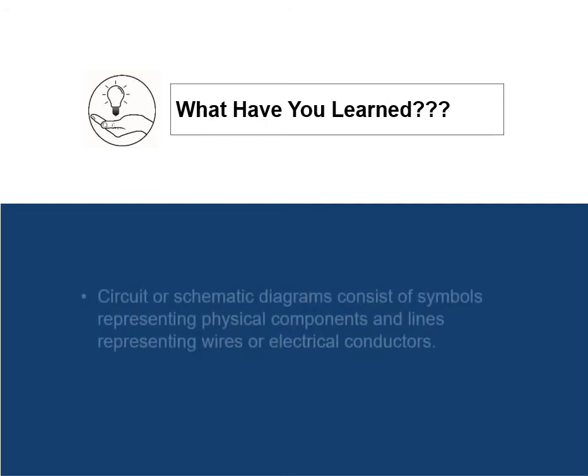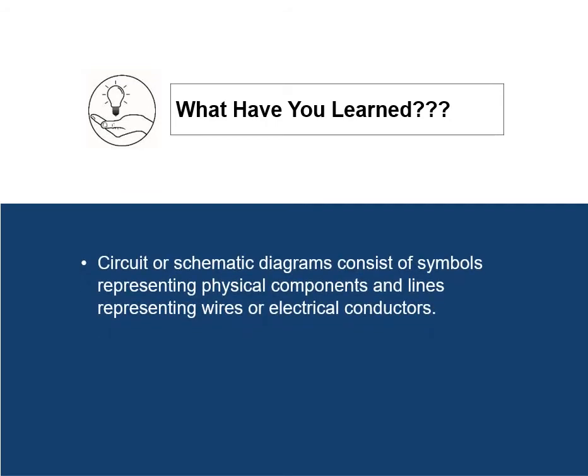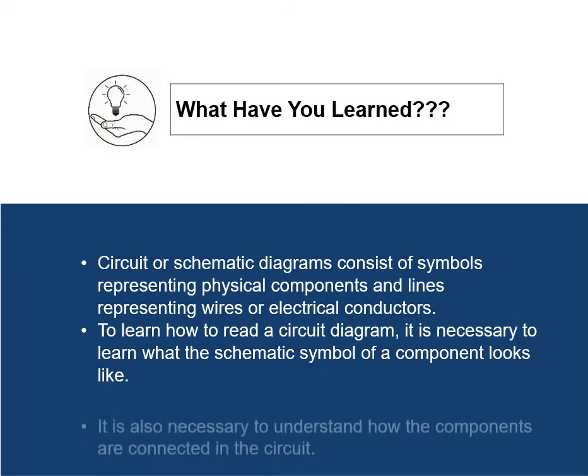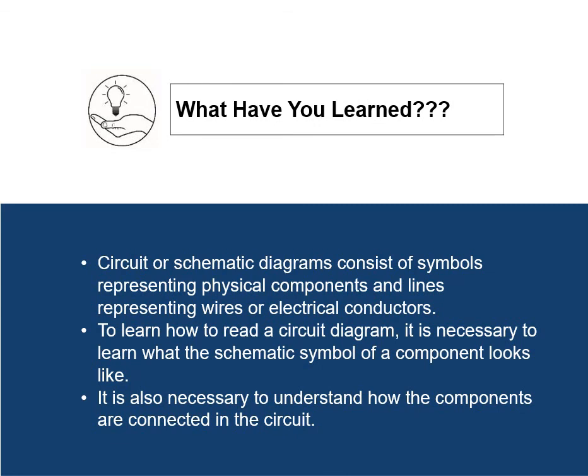and interpret those symbols. As a recap, circuit or schematic diagrams consist of symbols representing physical components and lines representing wires or electrical conductors. To learn how to read a circuit diagram, it is necessary to learn what the schematic symbol of a component looks like. It is also necessary to understand how the components are connected in the circuit.